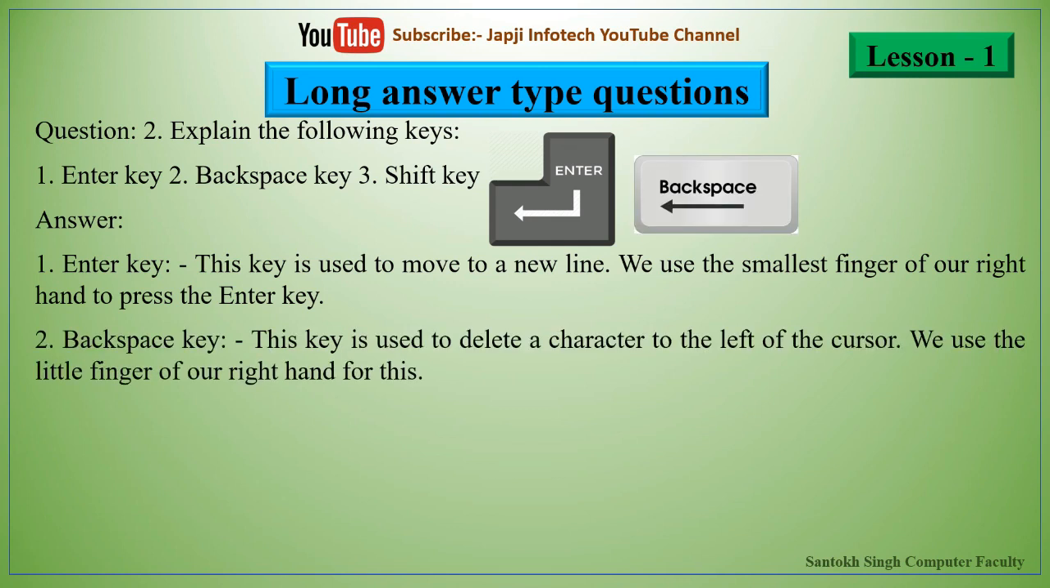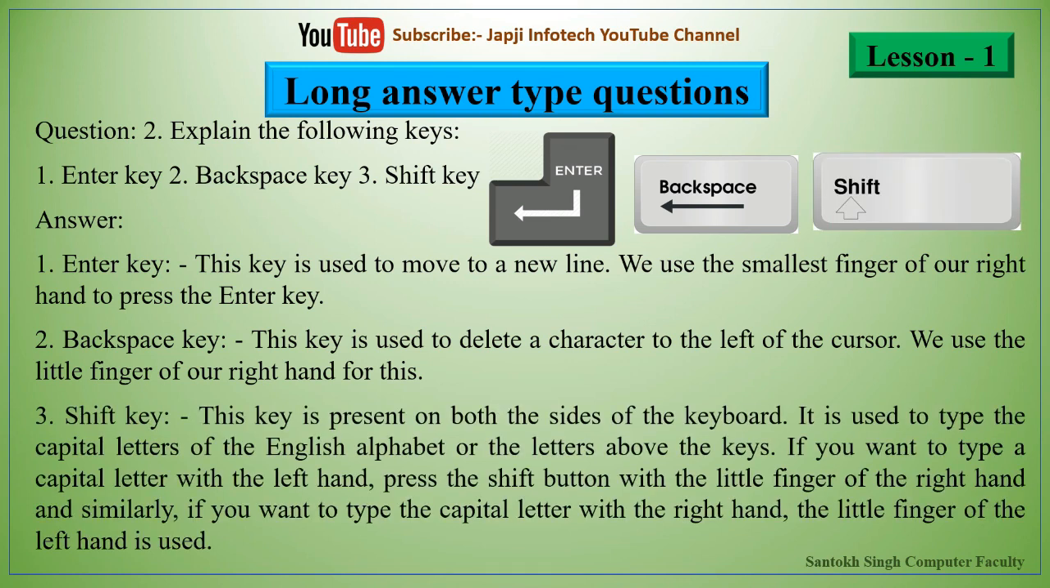The second one is backspace key. This key is used to delete a character to the left of the cursor. We use the little finger of our right hand for this. The third one is shift key. This key is present on both sides of the keyboard. It is used to type the capital letter of the English alphabet or the letter above the keys.